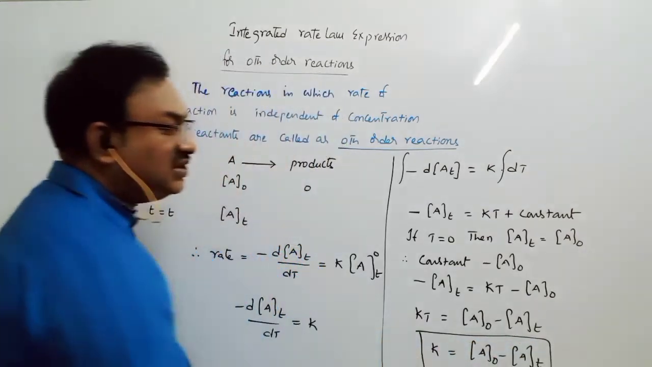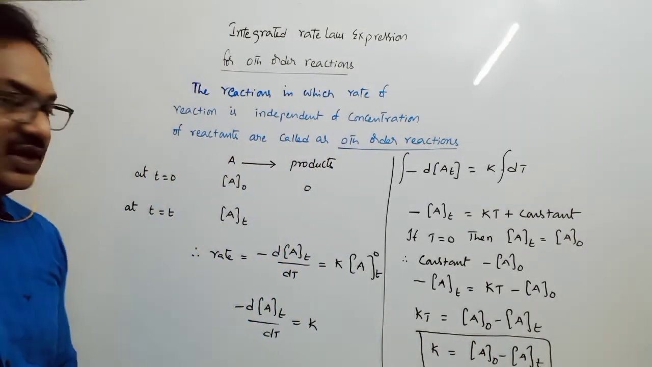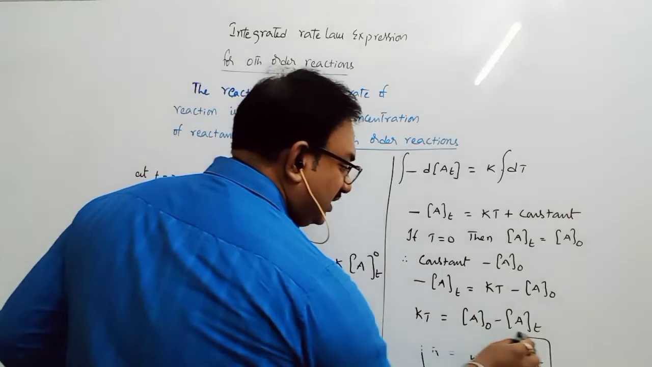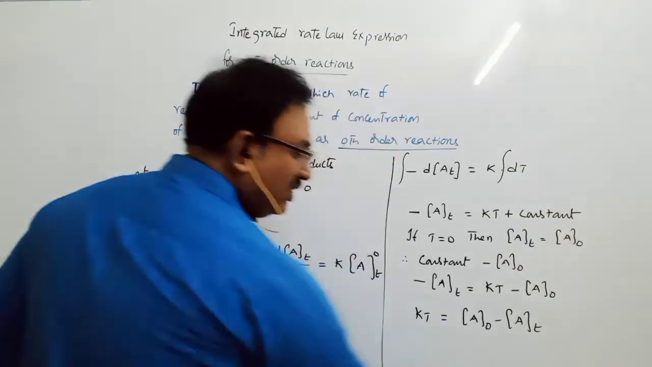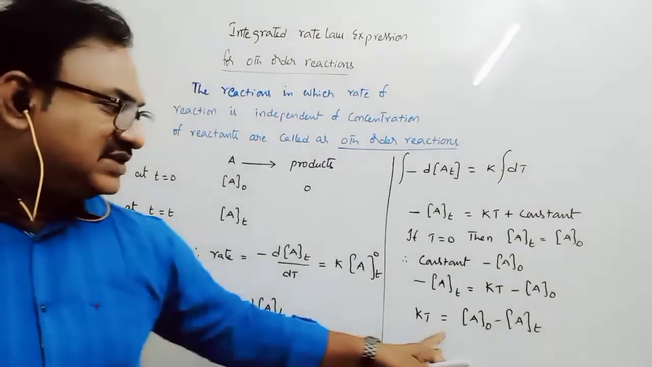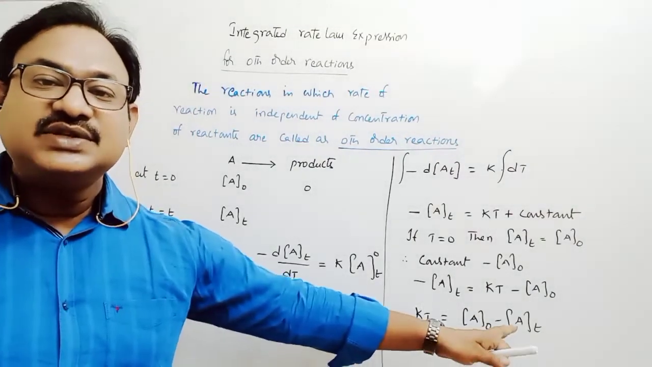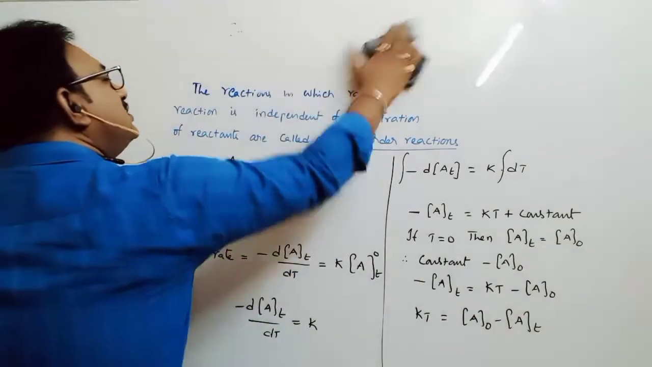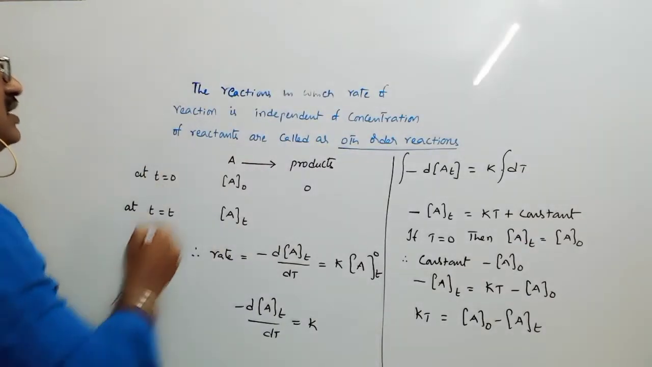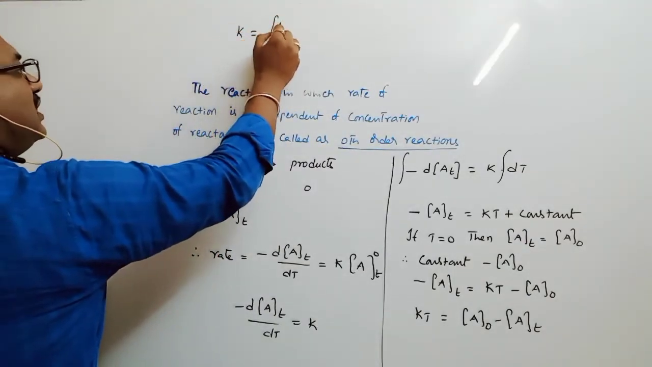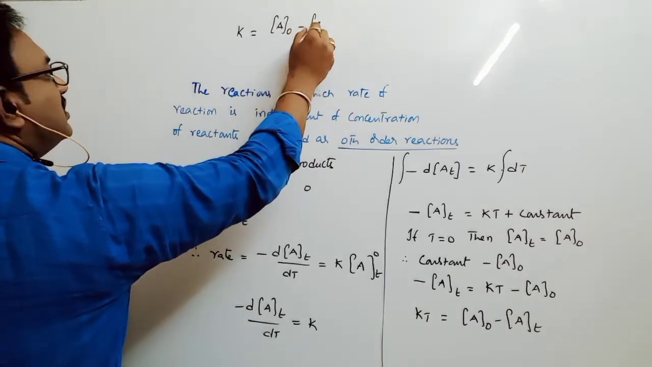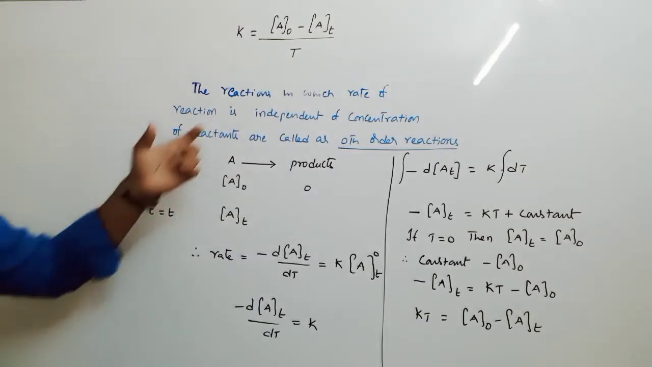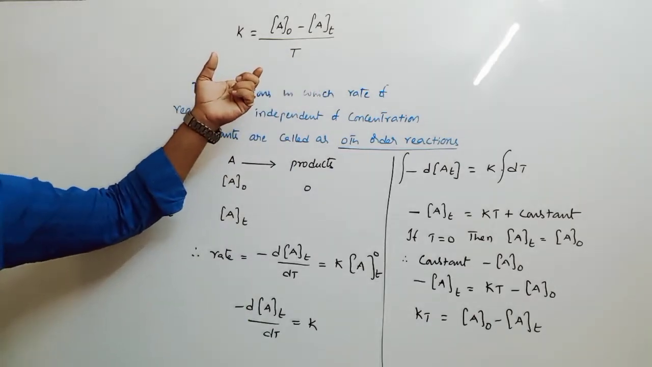This is the expression for zeroth order kinetics. I think it's not visible properly. So you have understood up to here, right? So kt is equal to the initial concentration of A minus the concentration of A after t time. So I am writing it at the top. So the final expression: k is equal to the initial concentration minus the concentration of A after t time, divided by t. This is the expression for zeroth order kinetics.